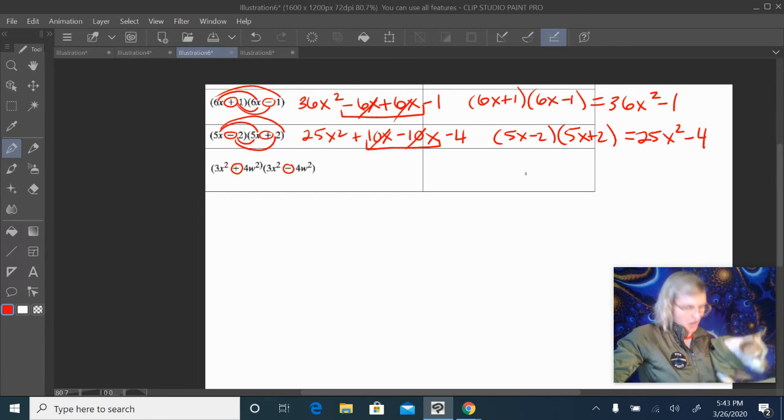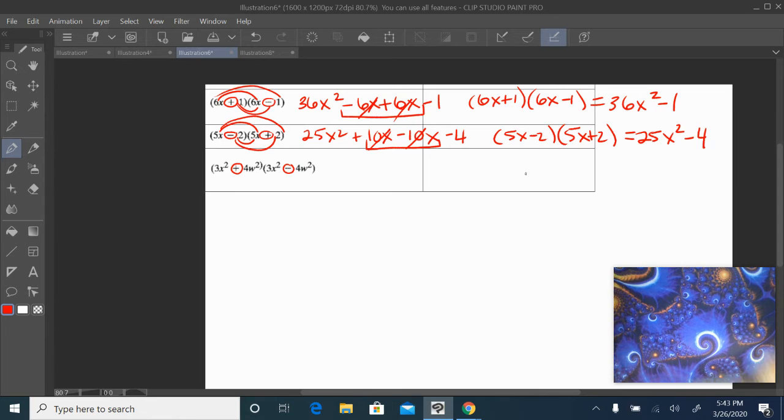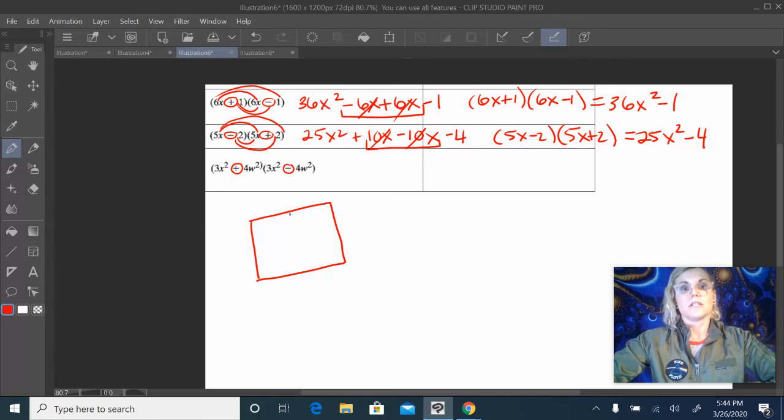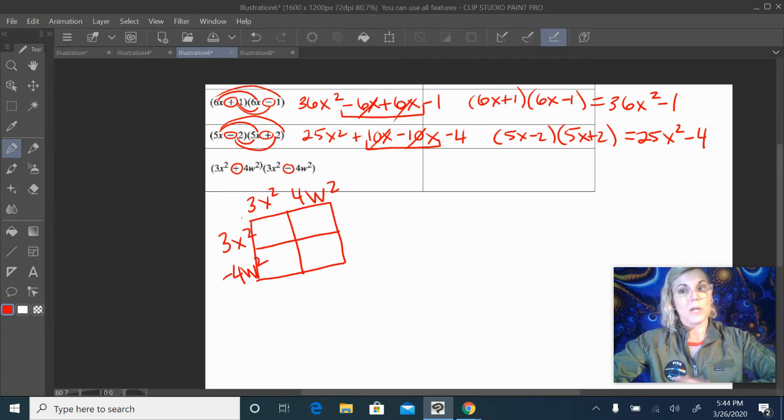So why don't you try the last one and then check back. So pause it and then check back to see if you got the same answer. I'm going to do mine using the box method. So see what happens while you're working on that. I will do this. Okay, so if you're joining us back, here's the box method.